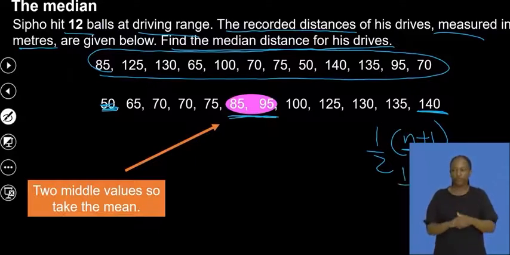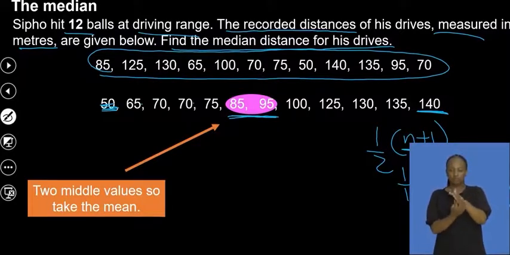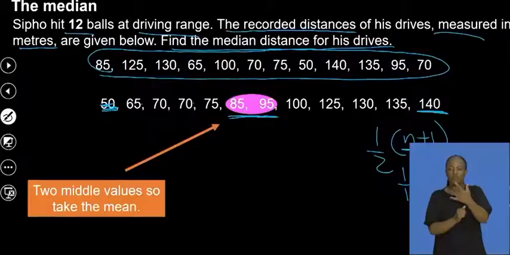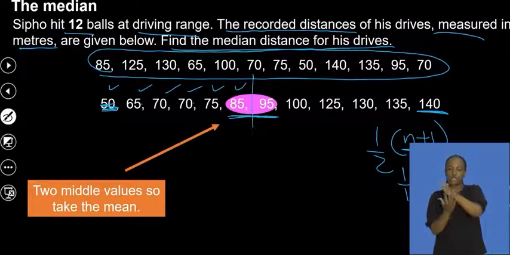So this is a half, 12 plus 1, which is 13 over 2. So let's look at that. 1, 2, 3, 4, 5, 6. So 13 over 2 should give us 6.5. Okay. So 6.5 means position 6.5 is the position of the median. Then we count to 6.5. So this is 1, 2, 3, 4, 5, 6. 6.5 is between there.